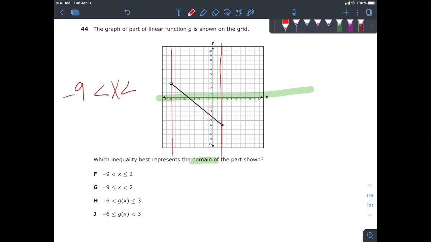So I'll say -9, +2. The 2 is going to have an extra line. The 9 will not. So I know that I can also eliminate this. Those are range. So I look at my answer choices and I compare them carefully. I see that F is going to be correct.